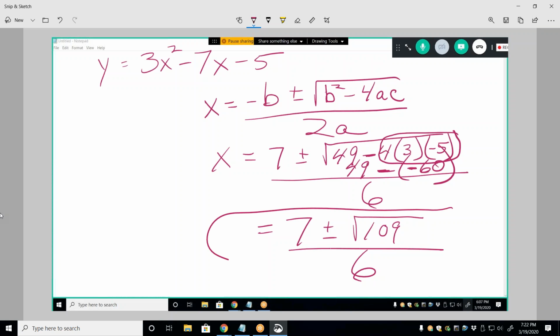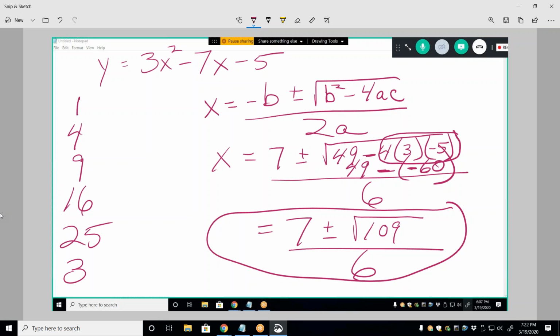Now, can you reduce square root of 109? In order to reduce it, you would have to find a factor that is one of these numbers over here on the left. 1 squared, 2 squared, 3 squared, 4 squared, 5 squared, 6 squared. I'm not finding another number bigger that's going to go into 109. So does one of those numbers go into 109? If it does, then it can be reduced. If it doesn't, it cannot be.